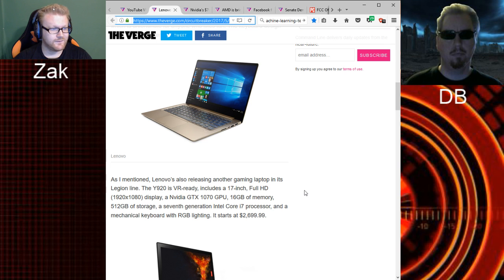Well, like the 1070, that's 400. The i7, that's like 350 on the high end. Mechanical keyboard, RGB lighting, 200. So, here's my problem with it though. If the price is that high because of a mechanical keyboard with freaking RGB lighting, rip that crap out of there and put in a regular keyboard. Yeah, even with those things, it's a little bit under $1,000. Right. I'm not a fan of that price point.